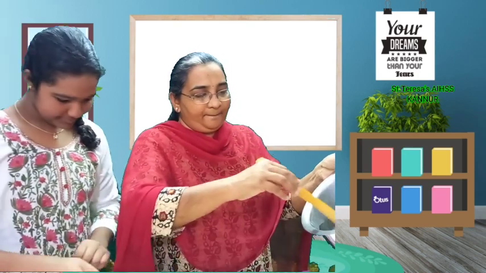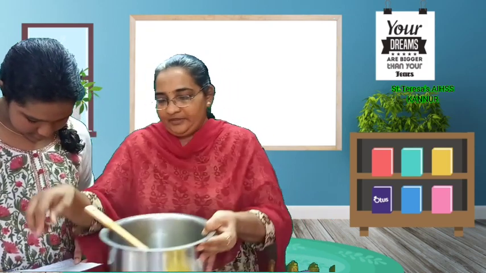So this is the first procedure for soap making. There is already an instruction paper given inside the kit. So if you are buying and doing it from home, you can look into the instruction kit and do it accordingly. So this sodium hydroxide is mixed well.